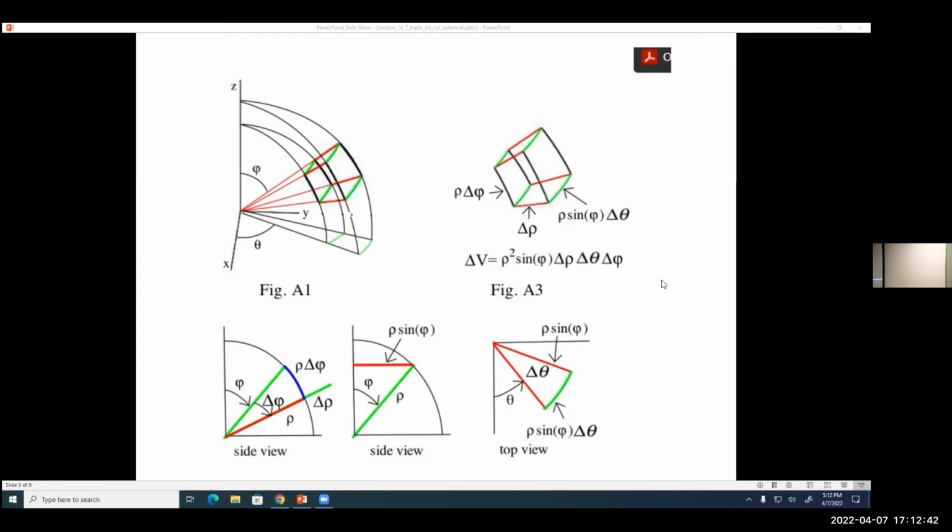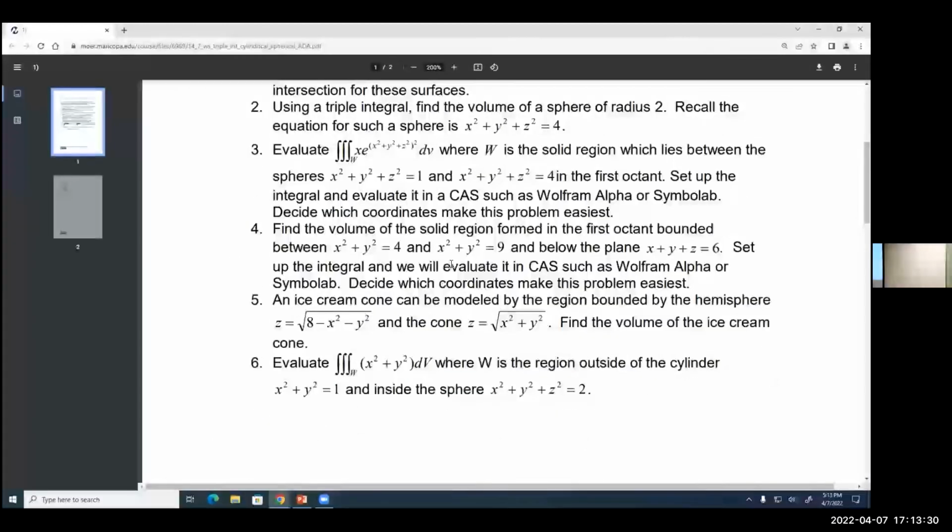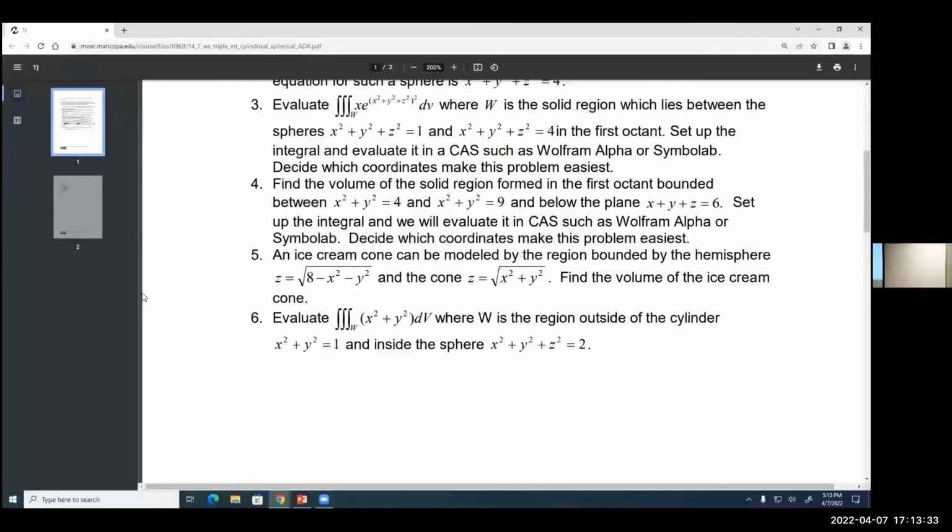The big takeaway is that anytime you do an integral in spherical, you have to put in a rho squared sine phi into your integrand along with whatever else is already in there. Okay. I'll leave the first four. We're going to look at 5 and 6. So first off, let's look at 5.